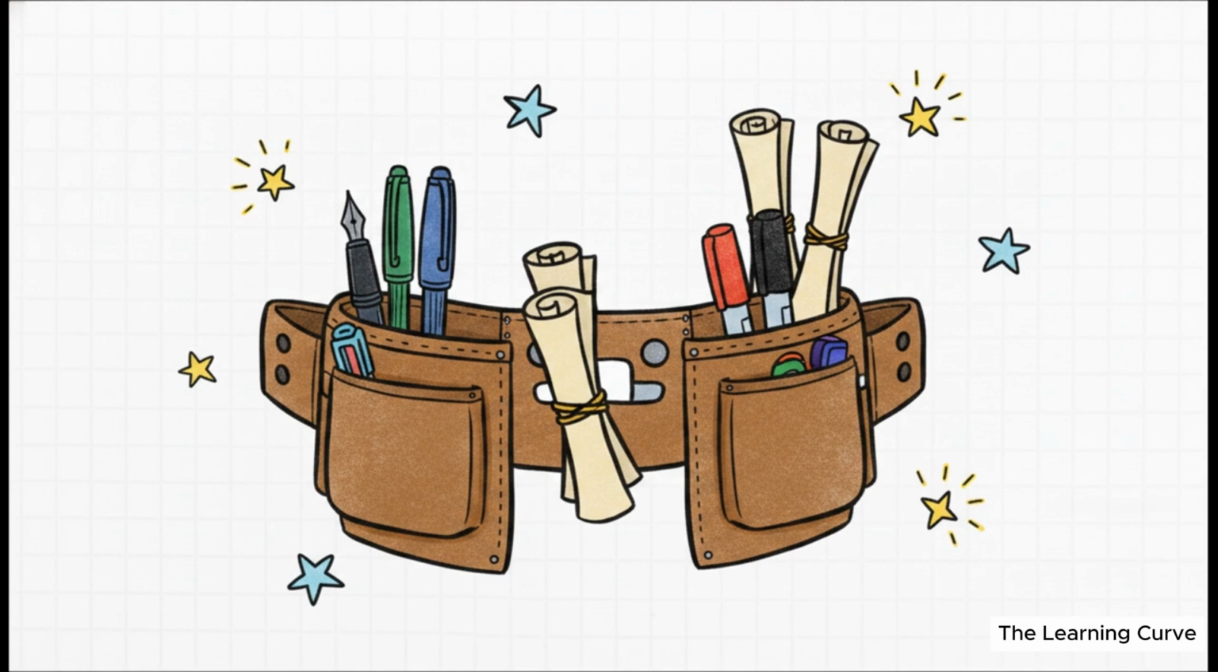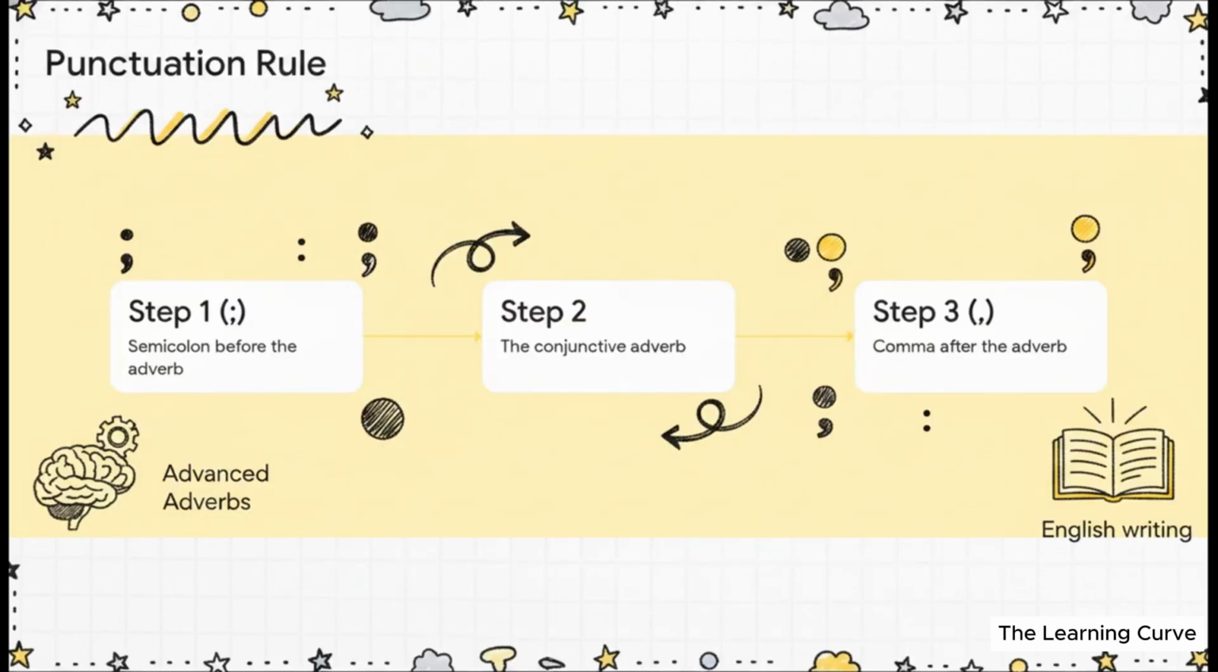These are some of the most common conjunctive adverbs you'll encounter. However, therefore, moreover, nevertheless, and consequently. Listen, if you aren't using these regularly, you are leaving major communicative power on the table. Start sprinkling these into your emails, your essays, or your reports, and just watch the sophistication of your writing instantly elevate.